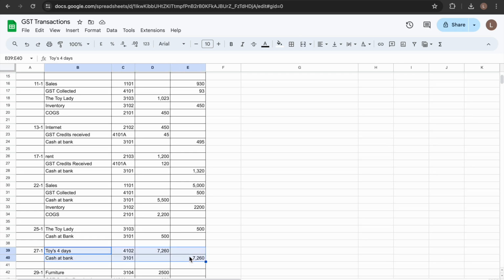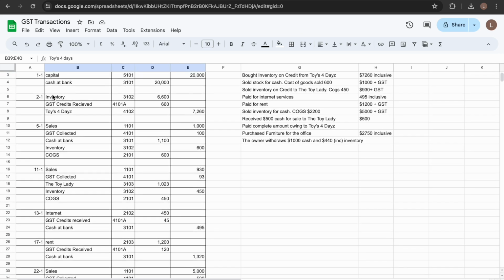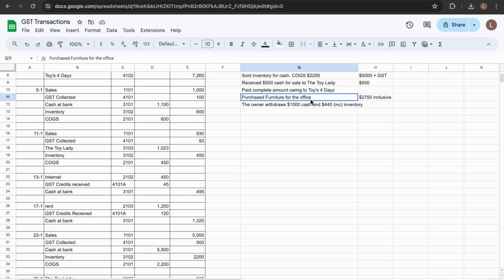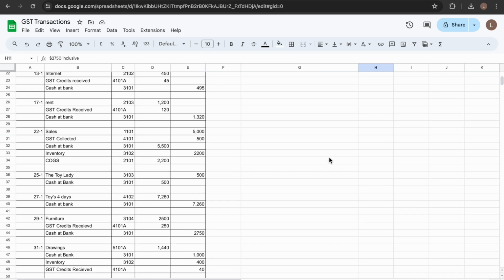Here, Toys for Days, cash at bank. Since we paid up here on the 2nd, 7,260, or that's what we owe, sorry, because the transaction says we pay it in full, we debit the accounts payable account because it's credit in nature, and debits decrease credits, credits decrease debits, debits increase debits, and credits increase credits, okay? So if I want to decrease that, I debit it, and since I'm decreasing the cash at bank, I'm going to credit it.